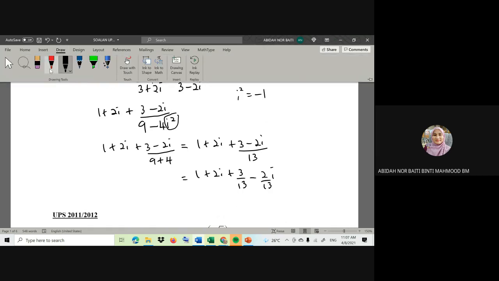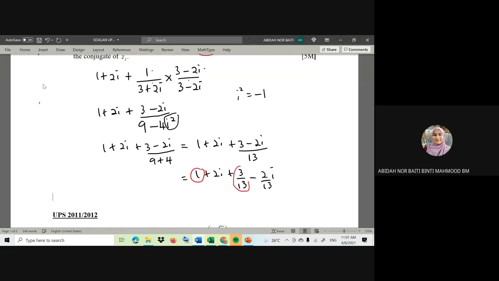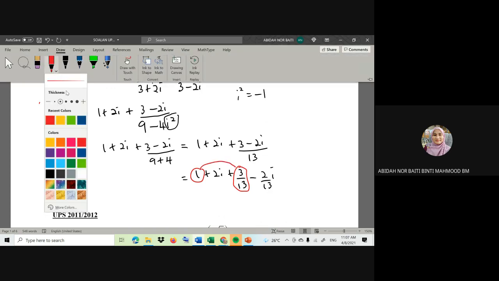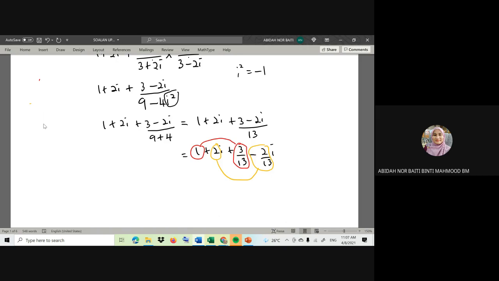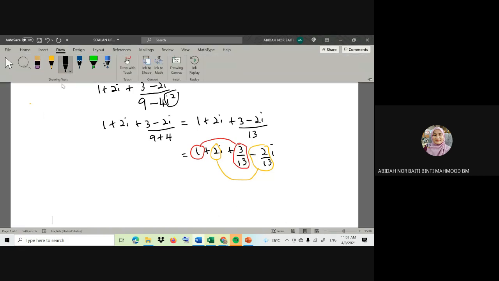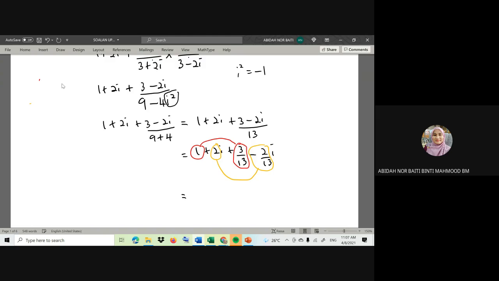Okay, real plus real, this is real part because no i term. Okay, and another one, this is imaginary part. Okay, so 1 plus 3 over 13, berapa? Kira lah. And 2 minus 2 over 13. Okay, so what is your answer? So 1 plus 3 over 13, berapa? 16 over 13. This is for your real part.